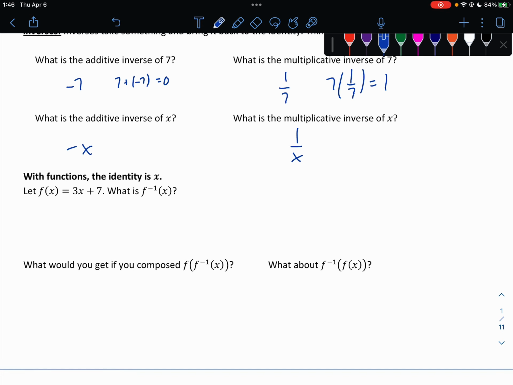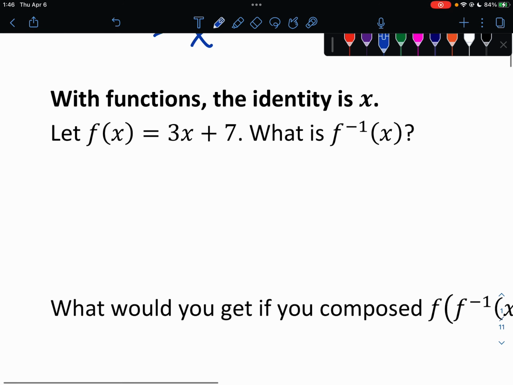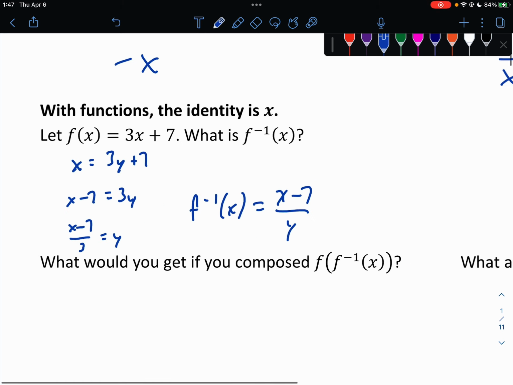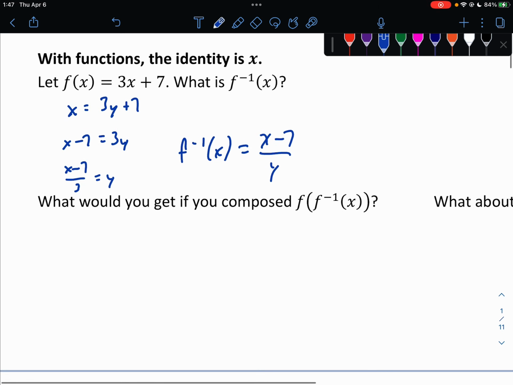With functions, the identity is x. Let's look at one here, where f of x is 3x plus 7. Let's find the inverse of it. Remember for the inverse, we switch our variables, and we solve. So there's our inverse. What would you get if you composed f of f inverse?